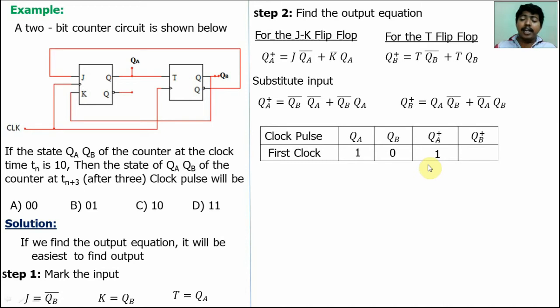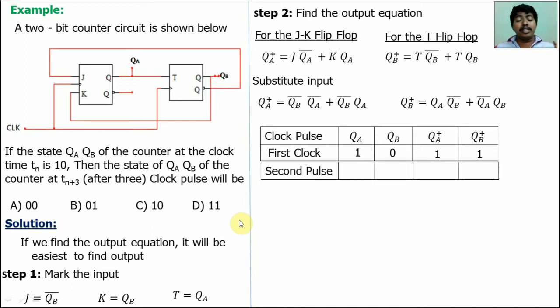For the OR gate, if any one of the inputs is high, the output is high. For the AND gate, if any one of the inputs is 0, the output will be 0. Now substitute values in the QB plus equation. We will get QB is equal to 1 because QA is equal to 1 and QB bar is equal to 1. So we will get one as the answer. After the first clock pulse is applied, the output will be 1 and 1.